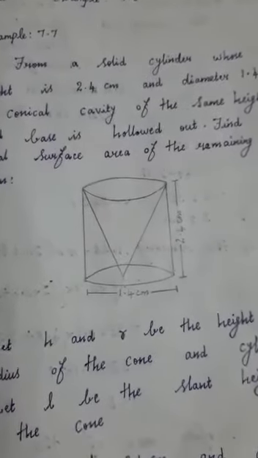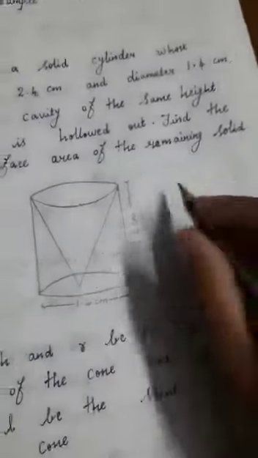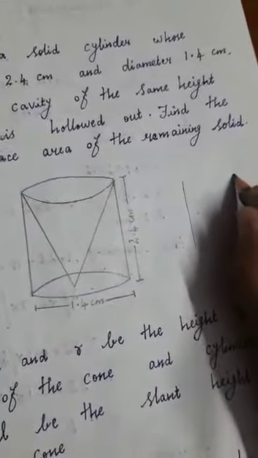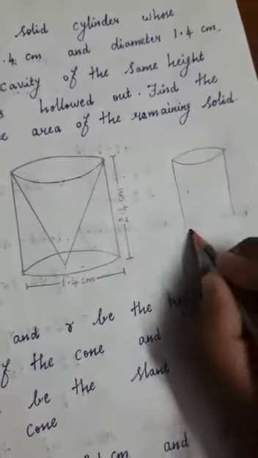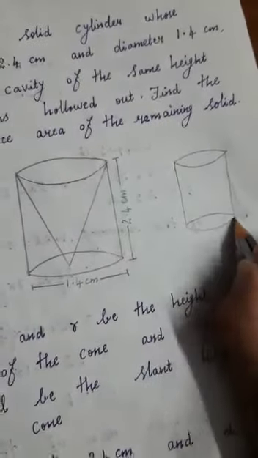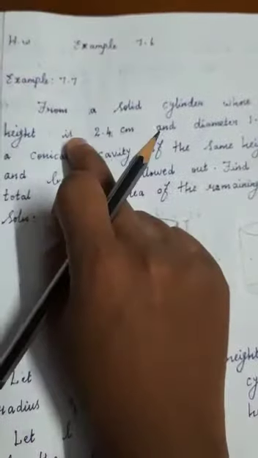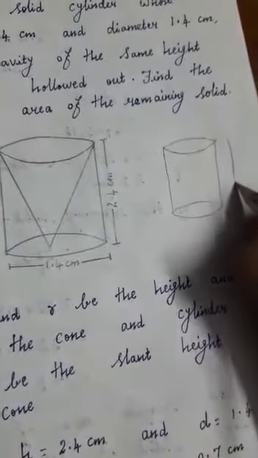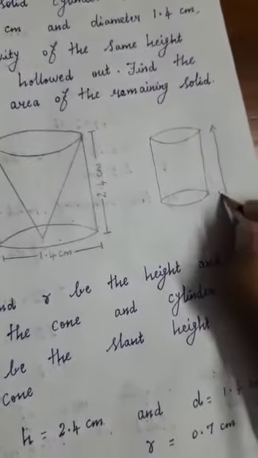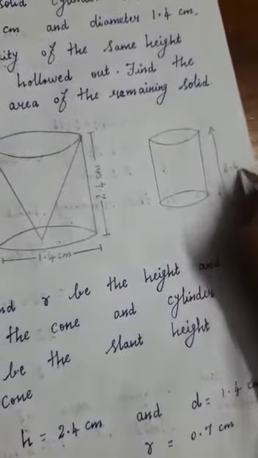So in our question, what they have given: one solid cylinder you have. So you can draw first one solid cylinder here. After, the height they have given. So height of the cylinder they have given, that is 2.4 centimeter. Height of the cylinder means this part. So you can draw here 2.4 centimeter they have given.